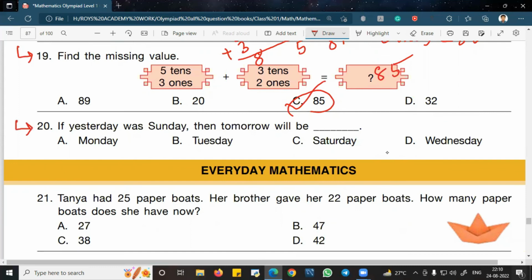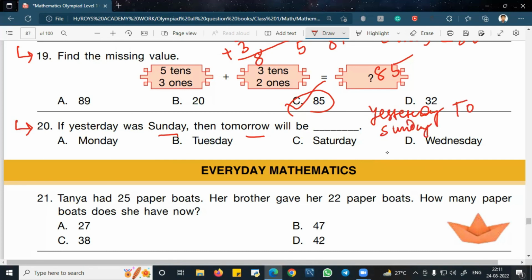The 20th question is asking, if yesterday is Sunday, then what will tomorrow be? It is a very easy question. You have to try it yourself, then I will give you the answer. Okay, dear student, let's attempt it. At first we write yesterday. Yesterday will be Sunday. Now we have to write today.